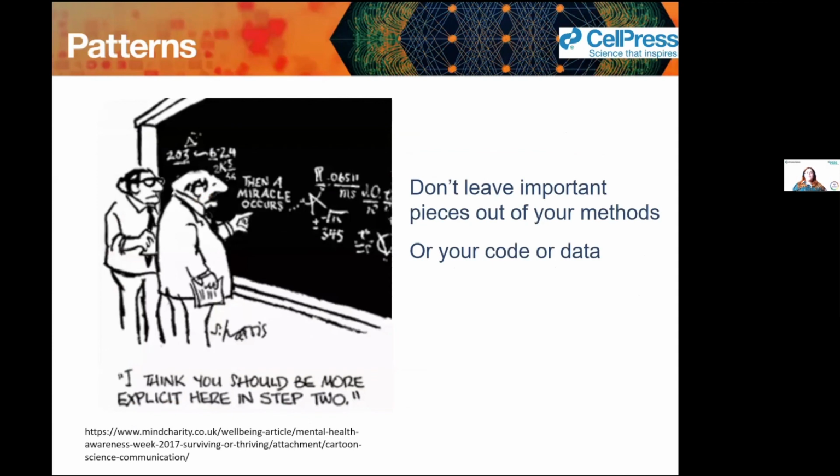From the point of view of a journal editor-in-chief, please don't leave out important bits of your methods. There's that step in the middle which says, and then a miracle occurs. I think you should be more explicit here in step 2. Yes, please. Don't leave out important bits of your methods. Don't leave out important bits of your research or try to gloss over them. It's not helpful. It doesn't help scientific reproducibility at all in the slightest.